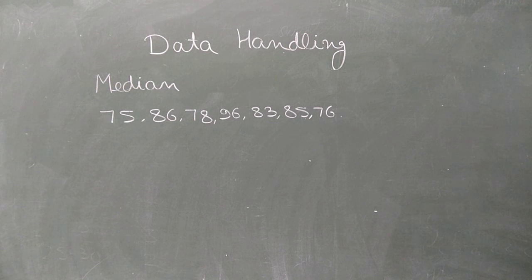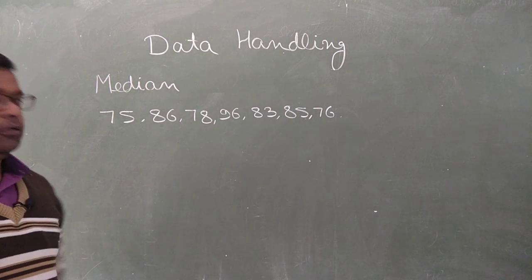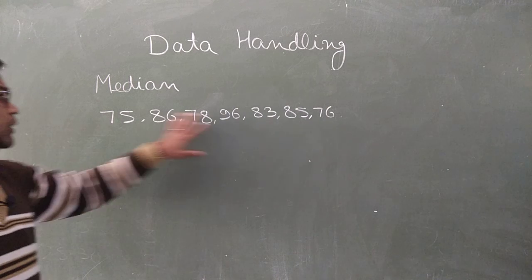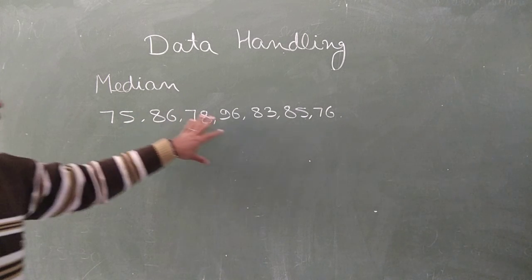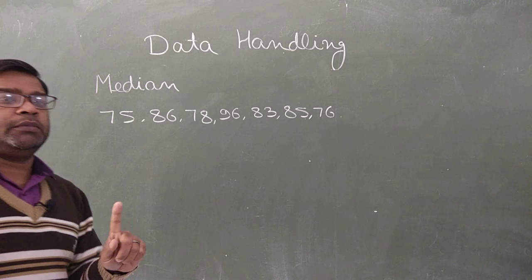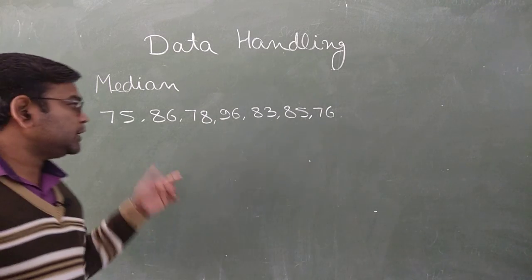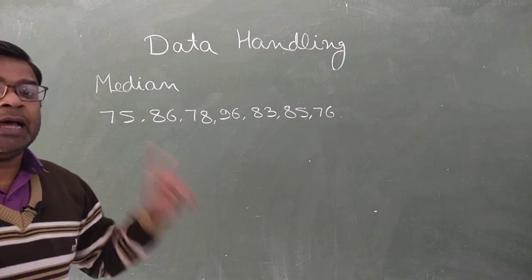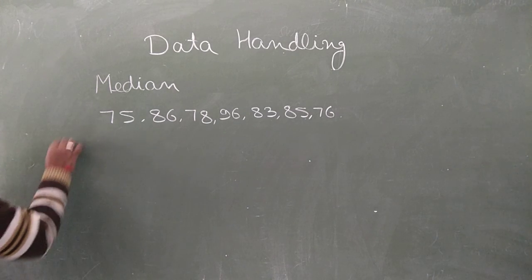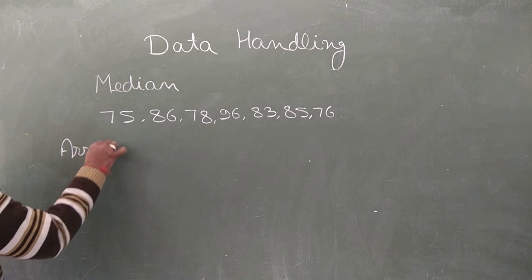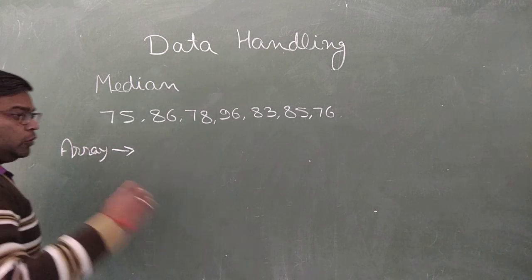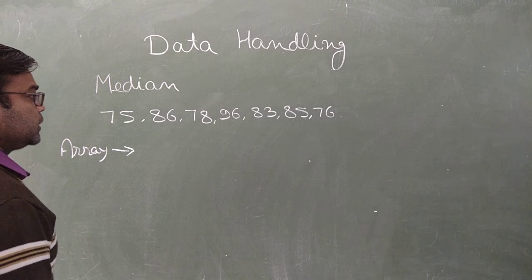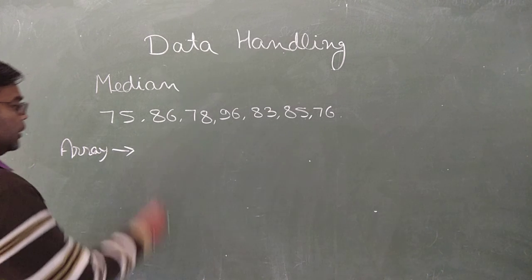Now, as you are observing on the board, some data is given to you. This is a collection of data. If we observe, these are not arranged in array format. So always remember, in data handling, if data is given to you, you have to arrange it in array format, either higher to lower or lower to higher. In this case, I am going to arrange this data in ascending order.